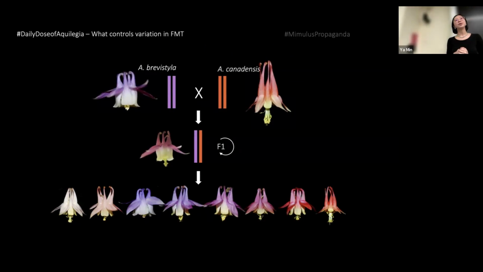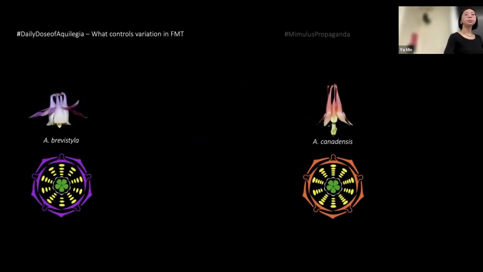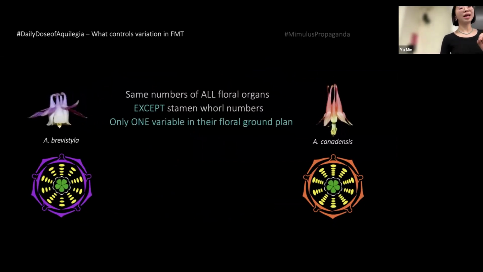Well, now you can ask me, but you just spent all this time telling us that termination happens at the earliest stage of development. How do you use those flowers? Good question. And it turned out my flowers are really good to me. These two parental species, apparently, have the same floral ground plan with one exception. They have the same number of whorls for all organs except for stamen whorl numbers, which really opened the door.